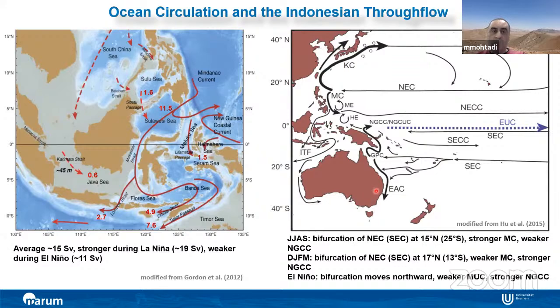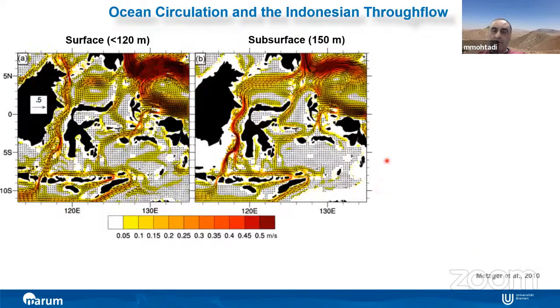Anyway, why I really favor the idea that the ITF is just an extension of the tropical currents in the Pacific is the simple fact that the subsurface flow is stronger and faster than the surface flow. These are modeled, but pretty close to the observations. Subsurface flow at 150 meters is stronger and faster than the surface flow. That cannot be explained simply by sea level height difference.